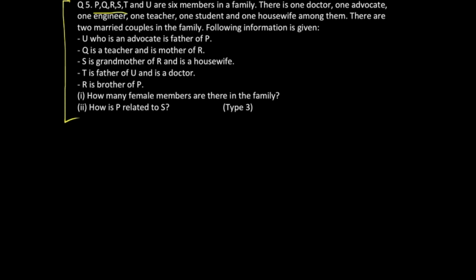P, Q, R, S, T and U are 6 members in a family. There's one doctor, one advocate, one engineer, one teacher, one student and one housewife among them. So of all the 6 members in the family, we know their professions equally. Now it is also said that there are 2 married couples in the family and the following information is given.